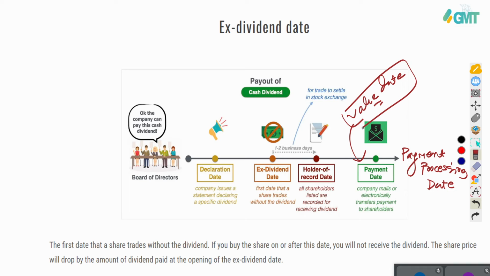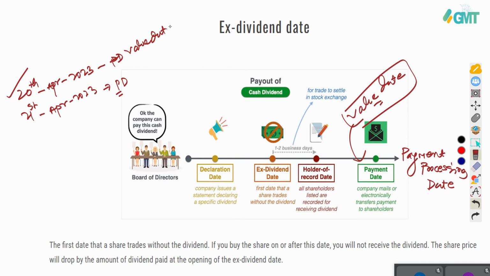So sometimes what happens, let's say 20th of April was the actual payment date, but you received payment on the 21st. So there is a delay in payment processing, right? Then the 21st you can call a payment processing date, where you are making payment to the shareholders or maybe the institutions, right? And 20th of April becomes your value date. So the actual value date was the 20th, which was already decided, but due to a technical reason, maybe you haven't received payment, or maybe the check was submitted and got delayed clearing in the bank systems. Due to those issues, you would see a difference between value date and payment date.